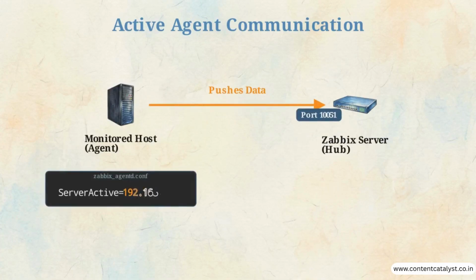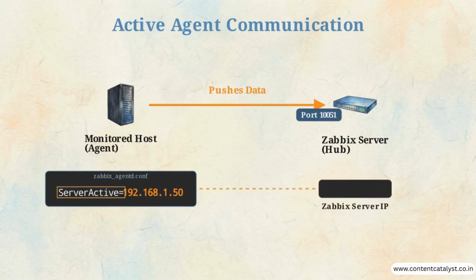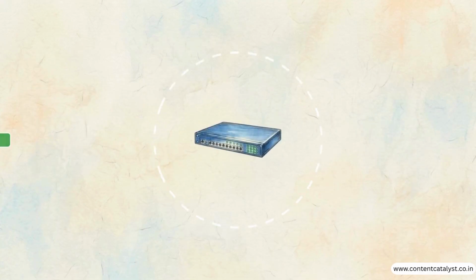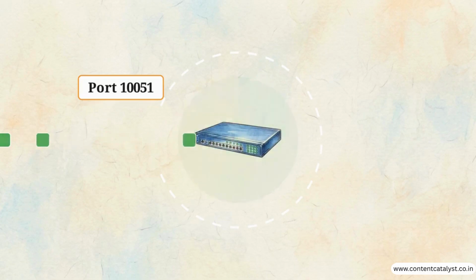Open the configuration file, find the ServerActive variable, and point this to the IP address of your Zabbix server. You also need to define the local machine's hostname within this same file. Save your changes and restart the agent. Next, check the firewall on your Zabbix hub. You must have port 10051 open, or the incoming data packets will be blocked.